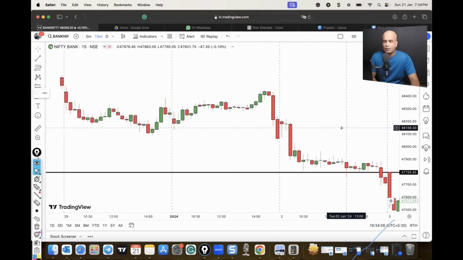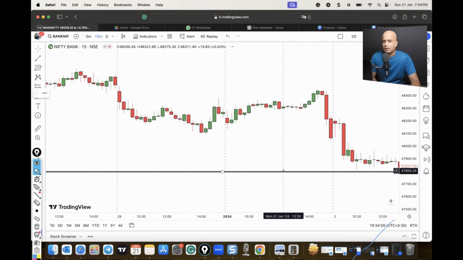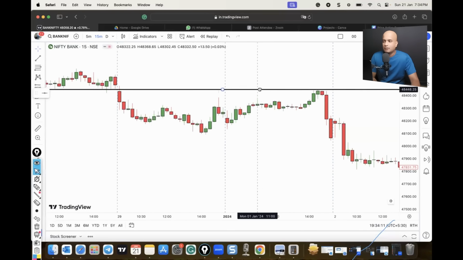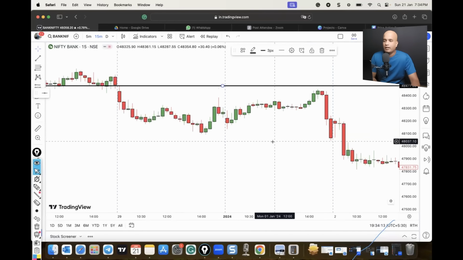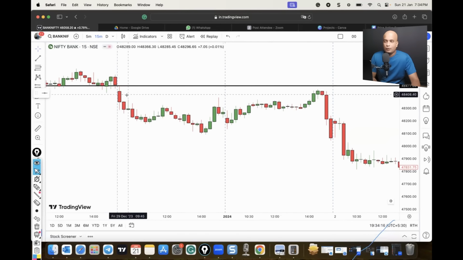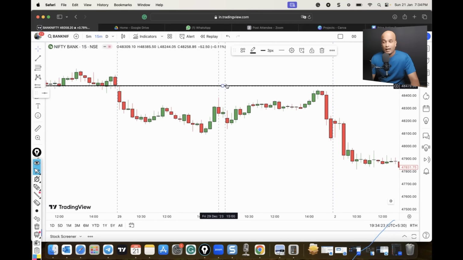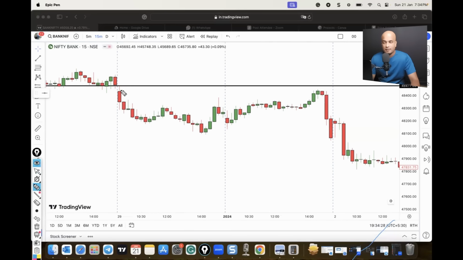Again, we'll go a little bit upside. See, this is previous day high. We should look very, very carefully. I say previous day high and previous day low are very important. But if you look at this day carefully, there is a strong seller here and a strong seller here. So previous day's high is definitely important, but this high is also very important for the next day.